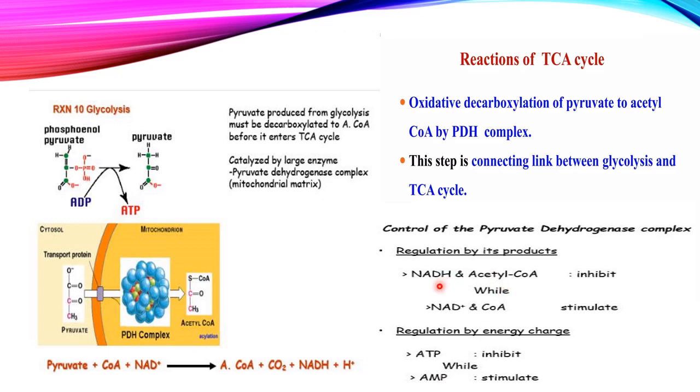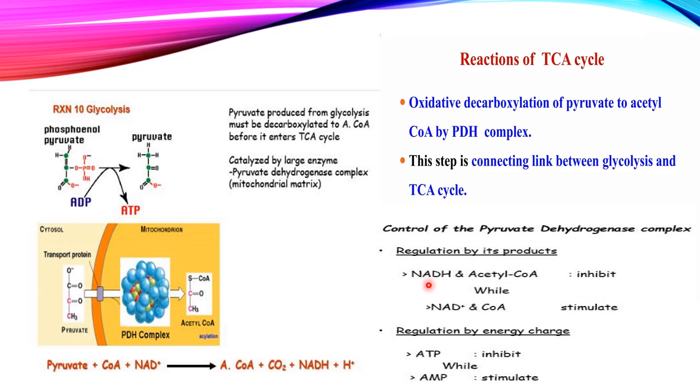Let's consider the first condition, that the NADH is high. That means the concentration of NADH is high, which means the cell is in a high energy rich state. Therefore, we don't need the TCA cycle more. Therefore, it inhibits the PDH complex.